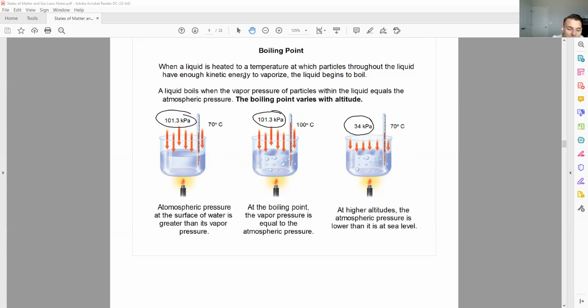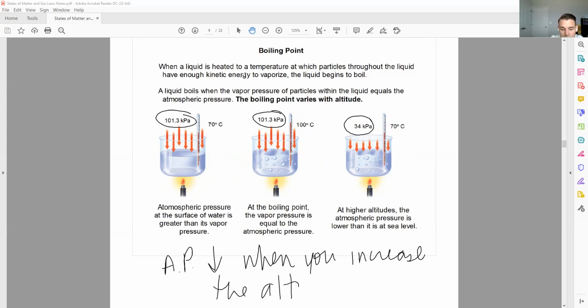How do I get my pressure to decrease? Atmospheric pressure decreases when you increase the altitude. So you go up higher in a mountain, the atmospheric pressure actually decreases. And so here at this atmospheric pressure, we can boil at 70 degrees Celsius. So depending on how high up you are, you can get water to boil at a very low temperature. It's pretty interesting.